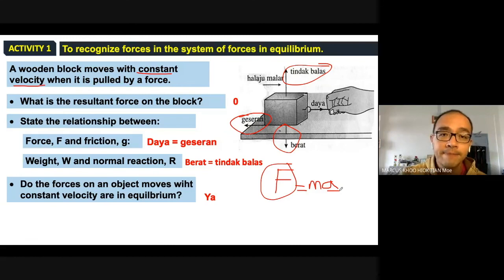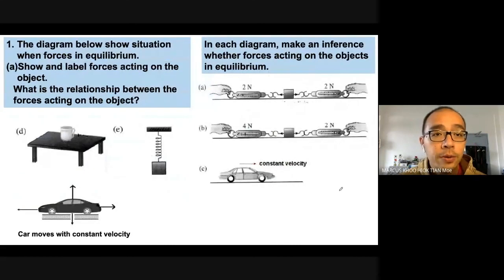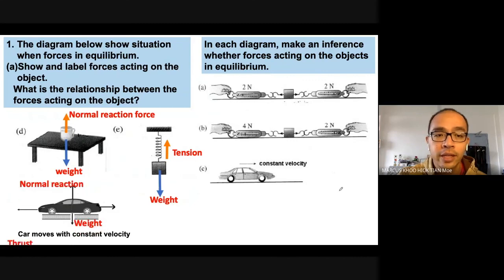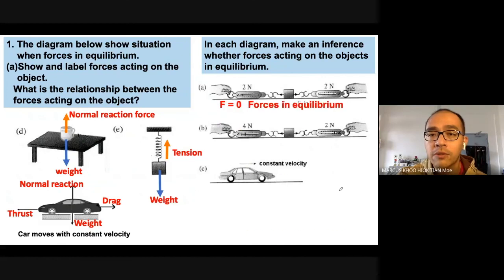So the diagram shows below situation when forces are in equilibrium. Show and label the forces acting on the object. Since all this is in equilibrium, I don't really want to waste too much time, otherwise you'll be just saying the same thing, because actually this is not even the real thing in this subtopic. So forces in equilibrium, because one is 2, one is 2.